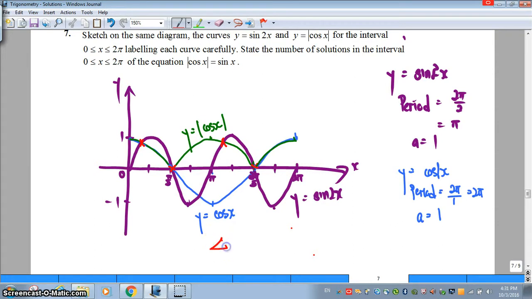So your answer would be 4 solutions. I hope I have clarified your doubt in curve sketching itself.